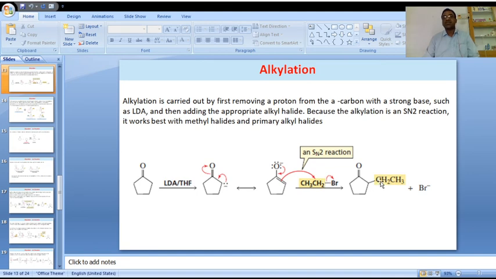Here the alkyl group is substituted on the alpha carbon. Here we are getting the alpha alkyl substituted compound. This is the alkylation process, alpha alkylation process. In this process the bromide ion is removed from the reaction. This is about alkylation in the presence of the same LDA. Is it clear?